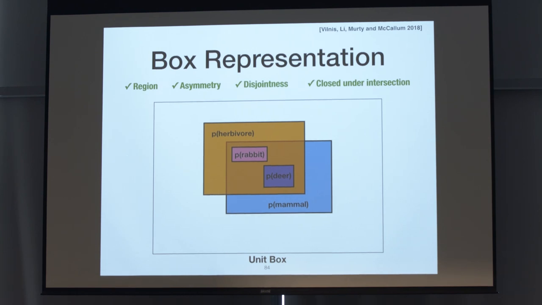Furthermore, we can train these boxes so that they all sit within the unit box, which will represent the universe and have probability one. And we can train the volume of the boxes inside so that it equals the marginal probability of that concept. And we can train them so that the volume of the box intersections is proportional to their joint probabilities, or their conditionals when normalized by one of them.